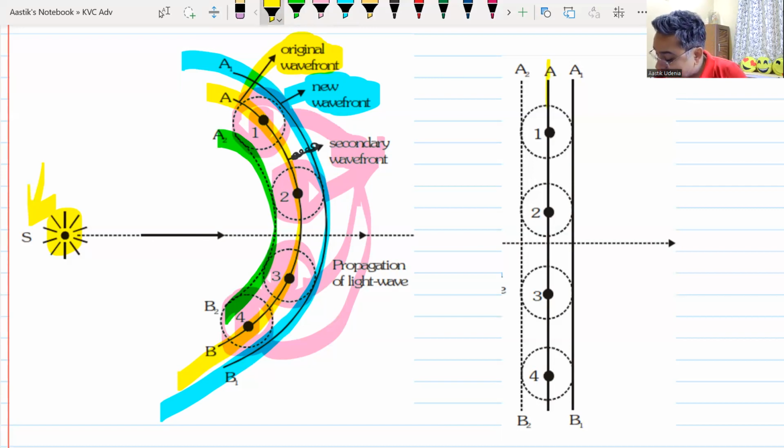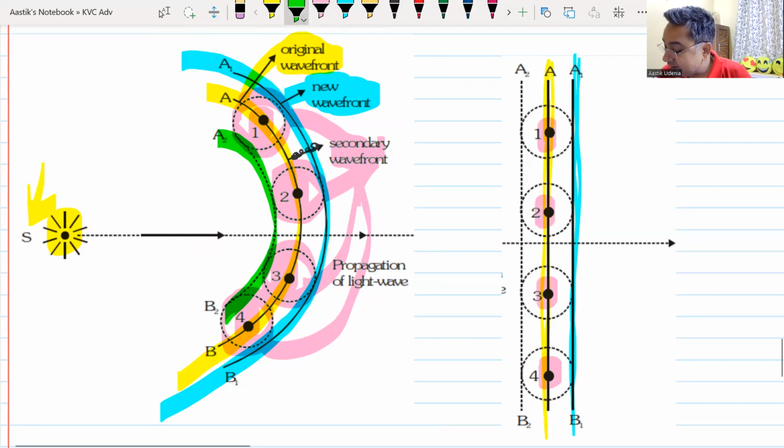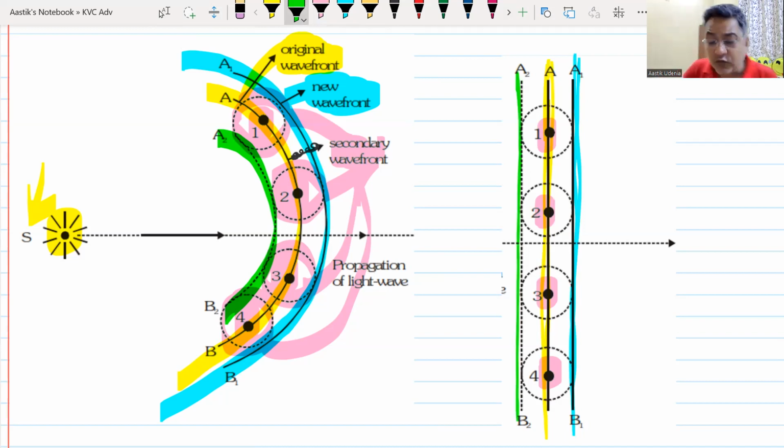Similarly, you can see here this is the yellow wavefront, the original wavefront. Do we see this? Yes, sir. This blue one is the new wavefront. Do we see this? Yes, sir. We see this. Understand this? Huygens wave theory. Do we understand this? Yes, sir. And this green one is the previous wavefront. So this is how we can understand Huygens wave theory. Have you understood this?